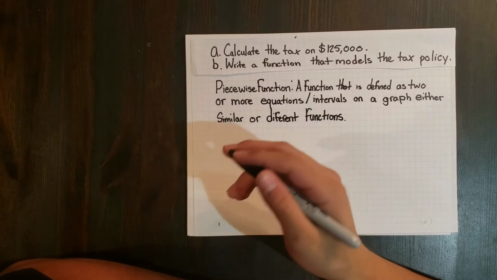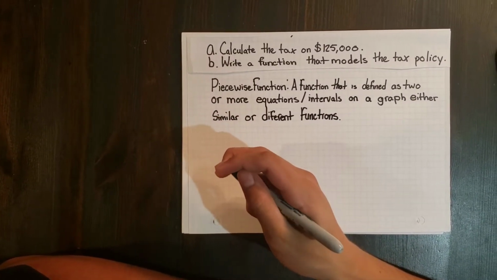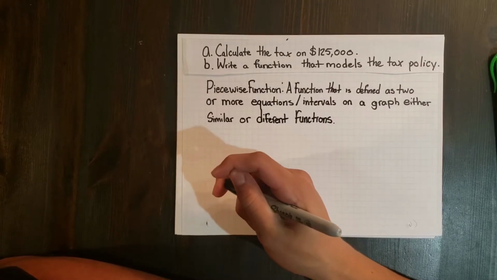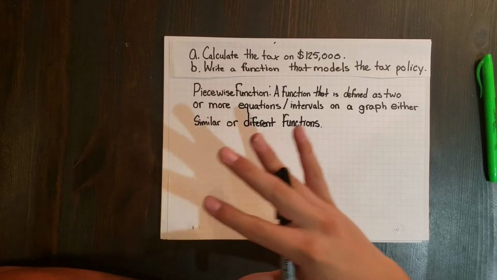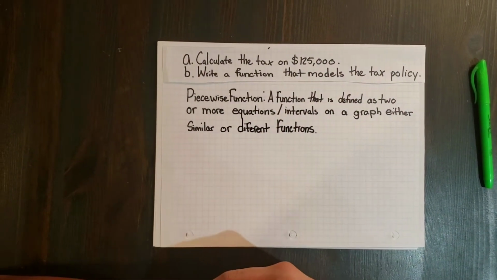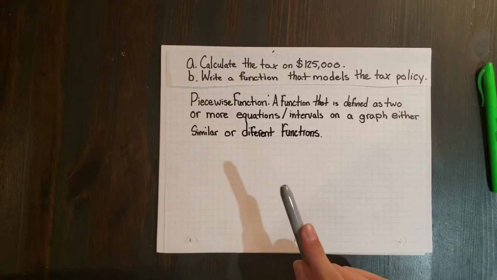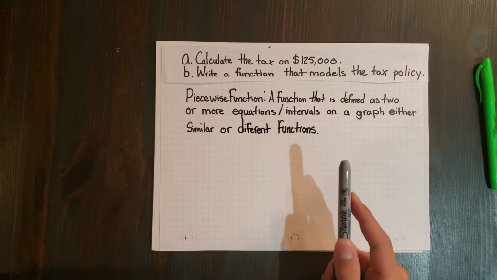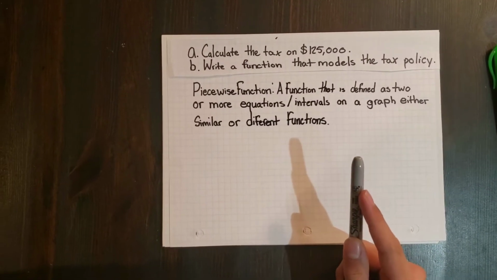Now, going on to reading the question, 9A, calculate the tax on $125,000. 9B, write a function that models the tax policy. Before we get into any of these problems, we have to go over what a piecewise function is. A piecewise function is a function that is defined as two or more equations or intervals on a graph, either similar or different functions.